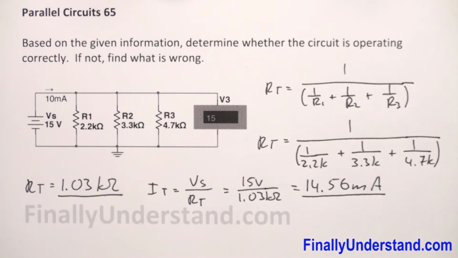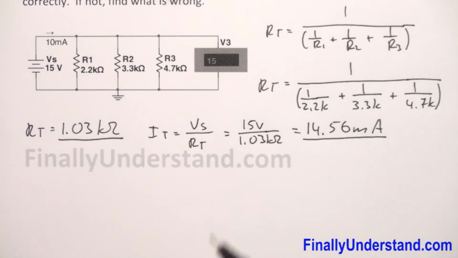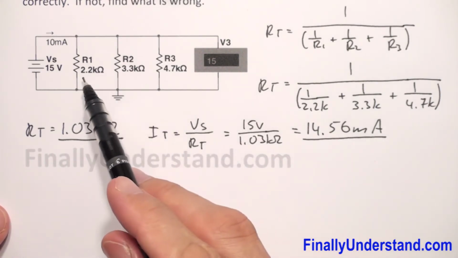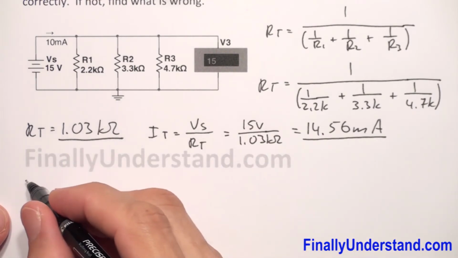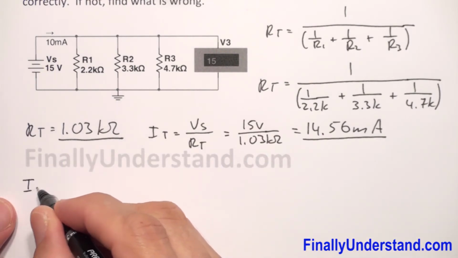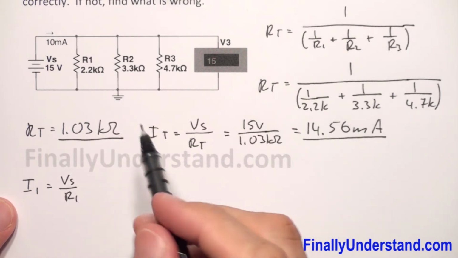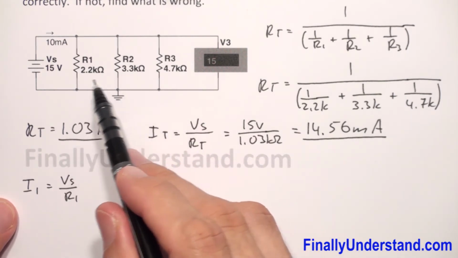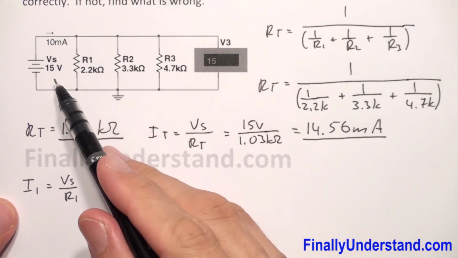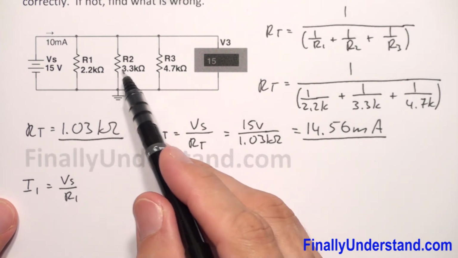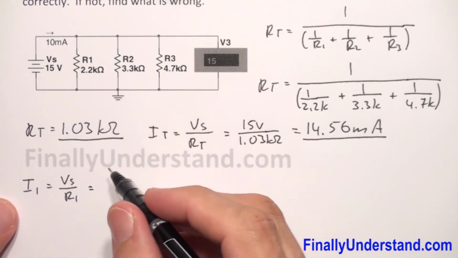What I'm going to do first, of course there are many ways to do it, let me just show you my way. I simply find the currents which go through each resistor. First I'm going to find I1, which is equal voltage source over R1. Keep in mind that this is a parallel circuit. In a parallel circuit, all voltages are the same. So voltage source is equal to V1, is equal to V2, is equal to V3. That's why I'm going to write it simply voltage source over R1.